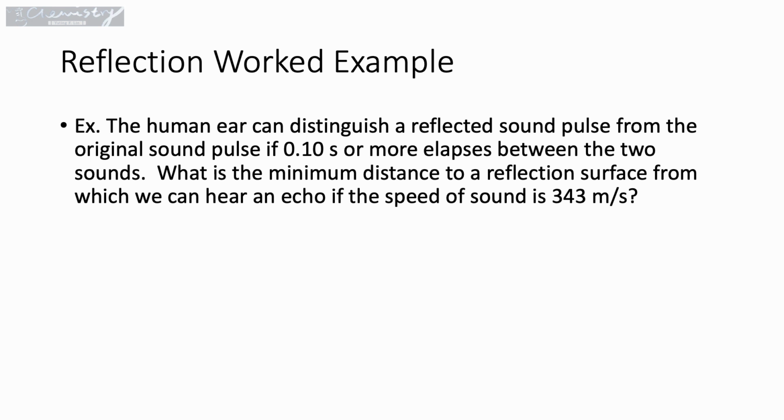From here, the first thing we know is that the time needs to be 0.10 seconds or more. So we know the time needs to be at least 0.10 seconds, minimum. The second thing we know is that it is asking us for the minimum distance. So we're looking for distance. And then it tells us that the speed of sound is 343 meters per second. So the velocity is 343 meters per second.